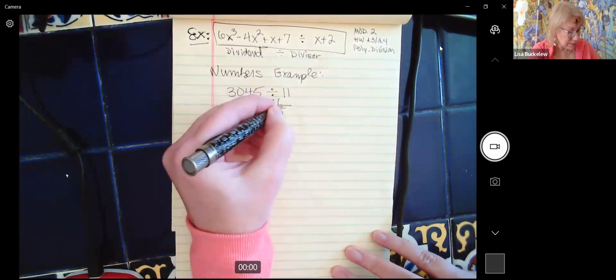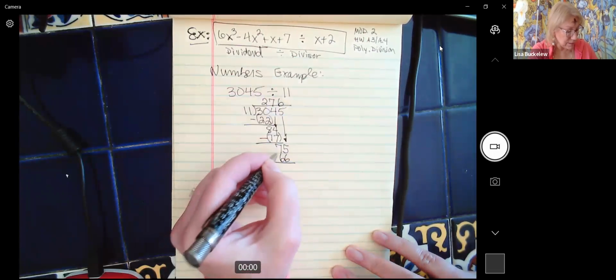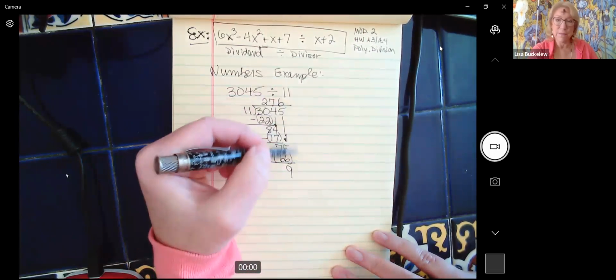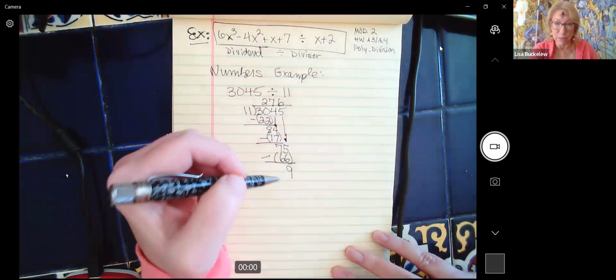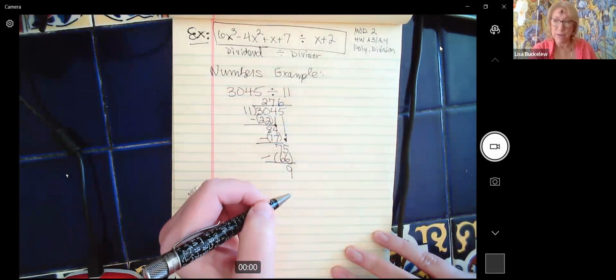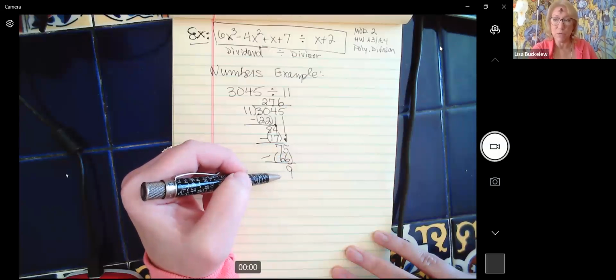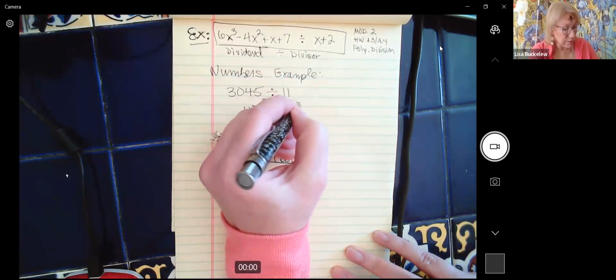That would be 6. 6 times 11 is 66. So there's my 6 groups of 11. And then we always subtract that. That's going to give me 9. There's nothing left to bring down, so we are finished with bringing numbers down. So we're finished with the problem. So 9 is what we had left over. If it had gone in perfectly evenly, then these numbers would have matched and we would have had 0 remainder. So we have 276 with a remainder of 9.